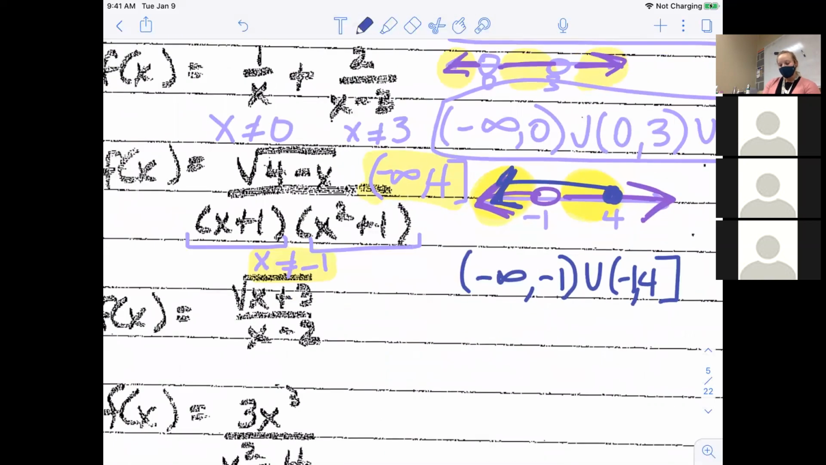The next one says radical x plus 3 on top and x minus 2 on bottom. Let's first look on bottom. I think that's easier. What can I not have in the denominator? I cannot equal 2, so I'm not allowed to have 2. What about on top in my square root? -3 is like where it would be 0, and then do I want everything bigger than -3 or smaller? Bigger. Why?